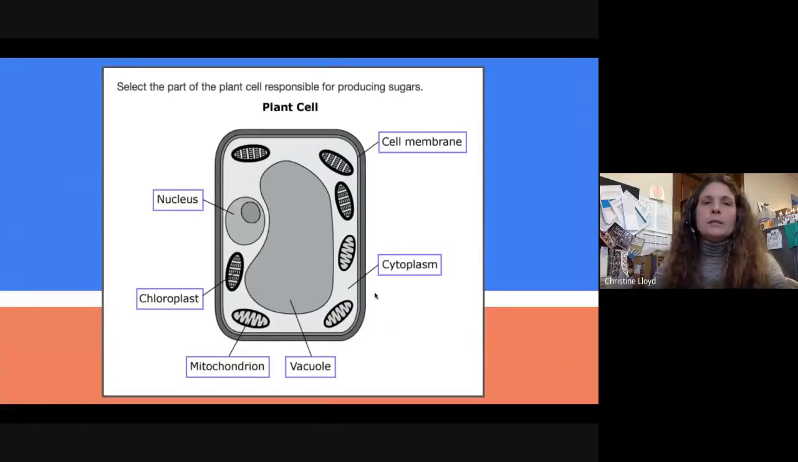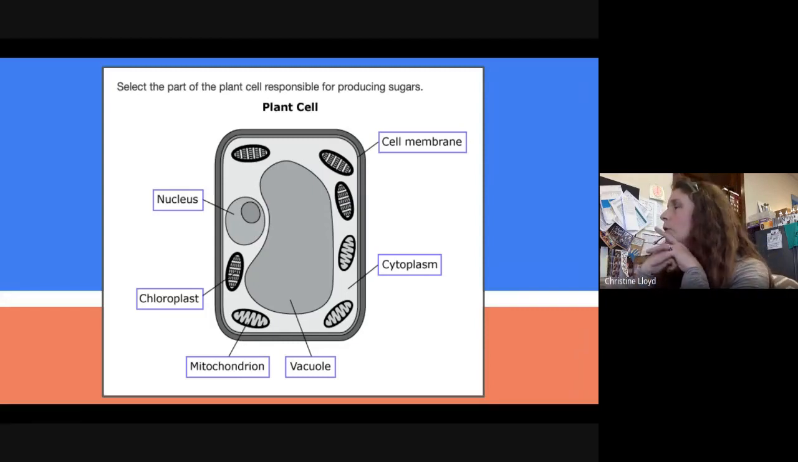So select the part of the plant cell responsible for producing sugar. So which of these parts of the plant cell is going to produce sugar? And I want you to type your answer in the chat. And again, do not hit enter until I say go. So I'll give everyone a few moments to think.